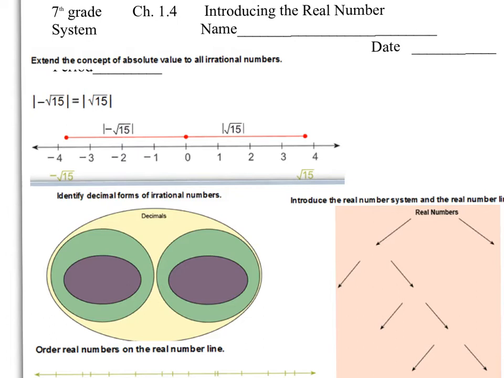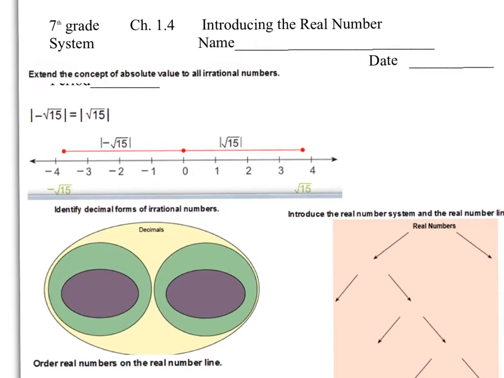So therefore, the negative square root of 15 is between negative 3 and negative 4, right around here, and the positive square root of 15 is between positive 3 and positive 4 over here. So they are equal distances from 0.